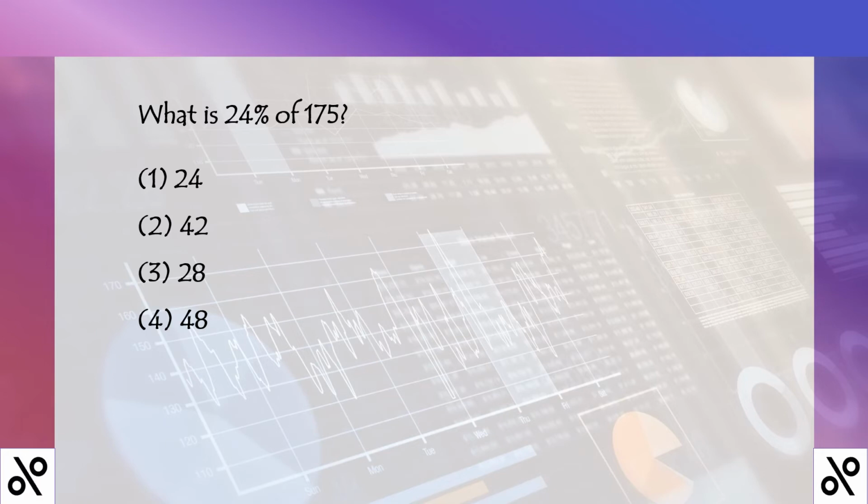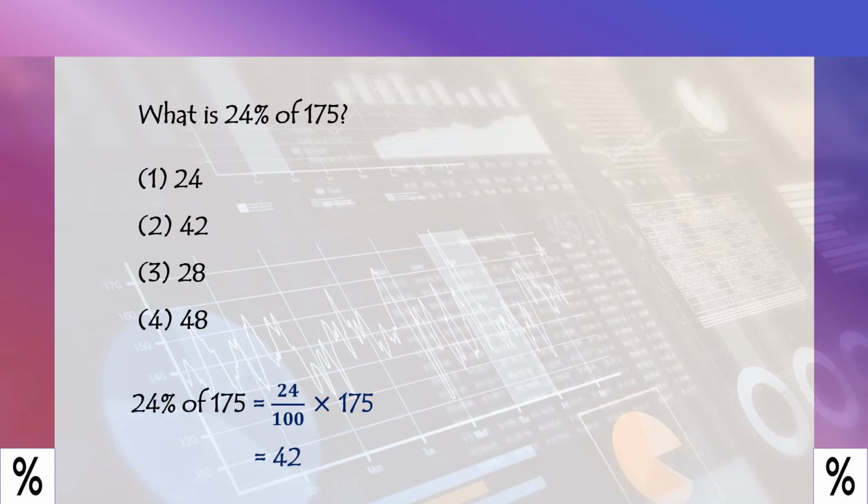24% of 175, 24% means 24 upon 100, okay, into 175. Now I hope you have understood and got the answer also. Let us check whether it is correct or not. Alternative number 2 is correct.